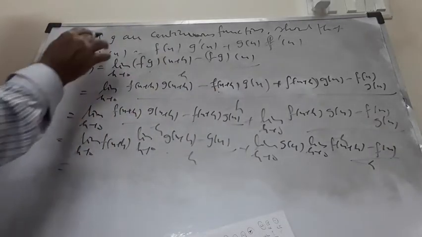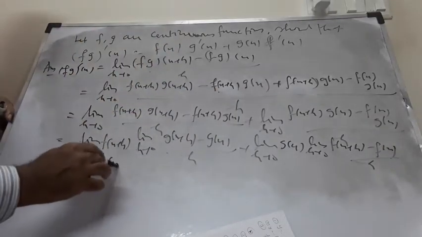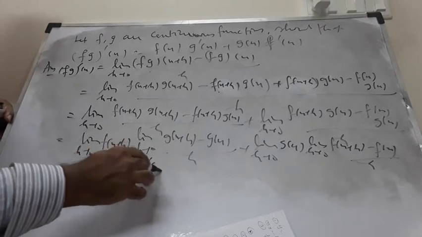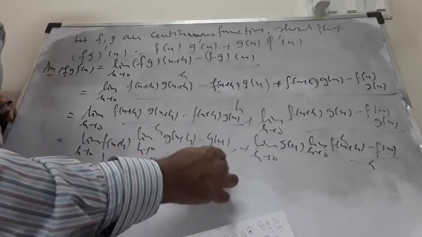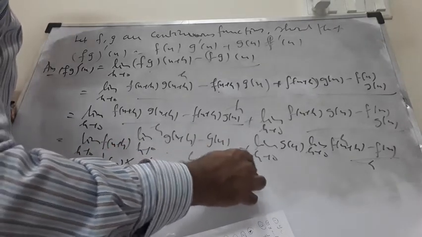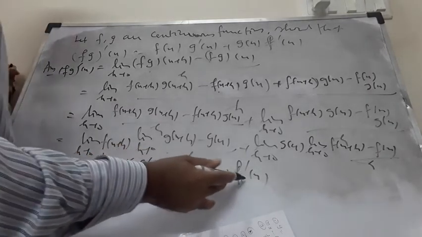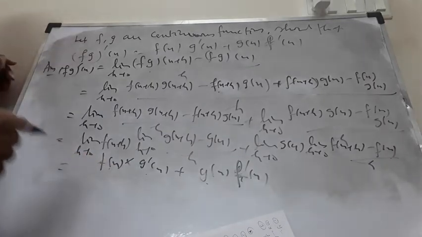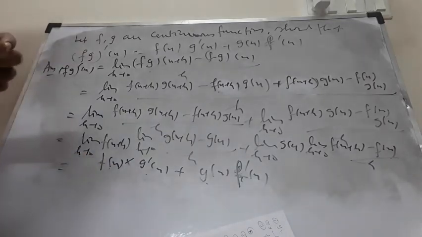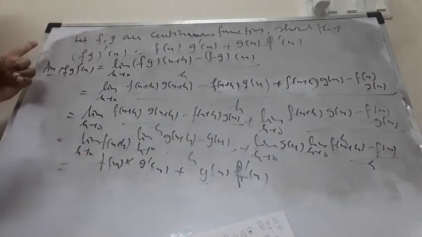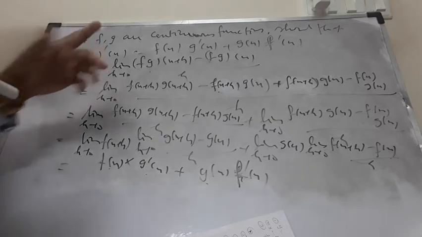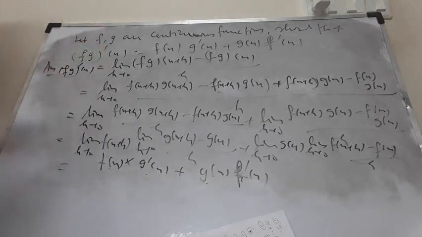Therefore, due to the continuous nature of the function, this is reduced to f(x) into g'(x) plus g(x) into f'(x). That is, first function into derivative of second, plus second function into derivative of first. That is known as the derivative of a product of two functions. Therefore, this is called the product formula.